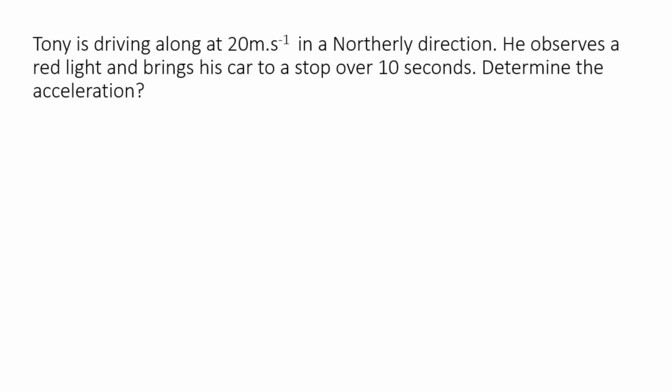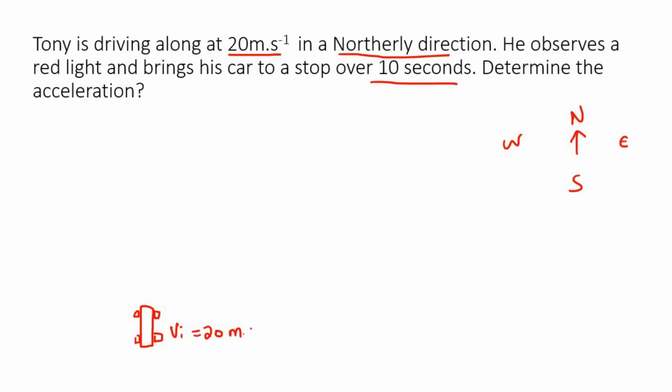2 more examples. Tony is driving along at 20 meters per second in a northerly direction. Okay, north, west, east, and south. So Tony's going in that direction. And he observes a red light, and he brings his car to a stop over 10 seconds. Determine the acceleration. Okay, so you can imagine this is a top view of Tony's car. So he has a top view of his car. The wheels sticking out the side. Okay, and Tony is initially driving at 20 meters per second.